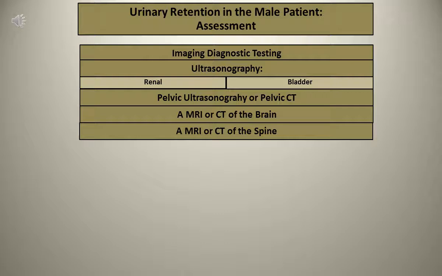Imaging studies may include renal and bladder ultrasonography to measure post-void residual urine, to evaluate for bladder and urethral stones, hydronephrosis, and upper urinary tract disease, a pelvic ultrasonography or CT of the abdomen and pelvis to evaluate for suspected pelvic, abdominal, or retroperitoneal mass or malignancy causing extrinsic bladder neck compression, a MRI or CT of the brain to evaluate for intracranial lesions including tumors, stroke, multiple sclerosis, or an MRI of the spine to evaluate for lumbosacral disc herniation, cauda equina syndrome, spinal tumors, spinal cord compression, and multiple sclerosis.